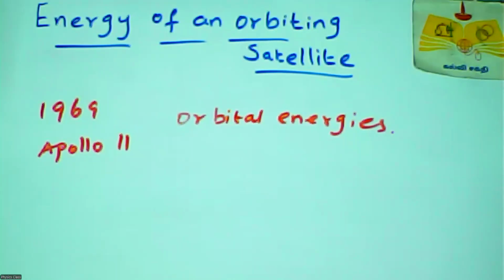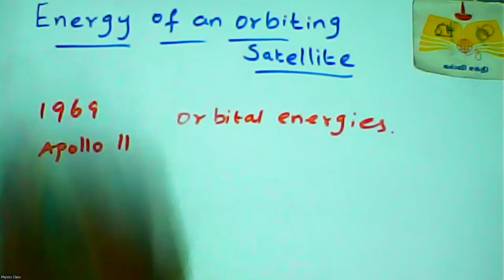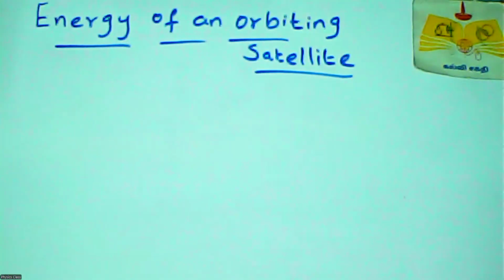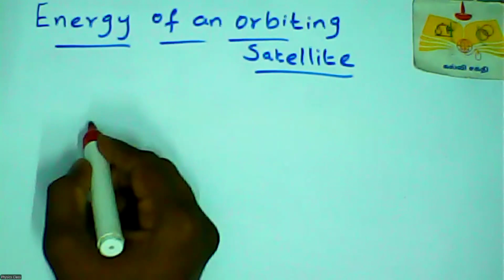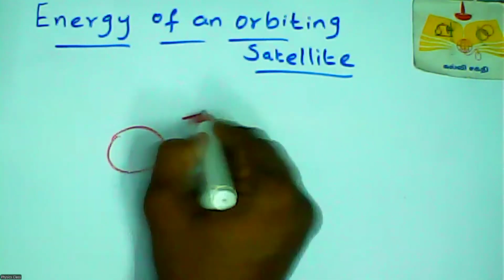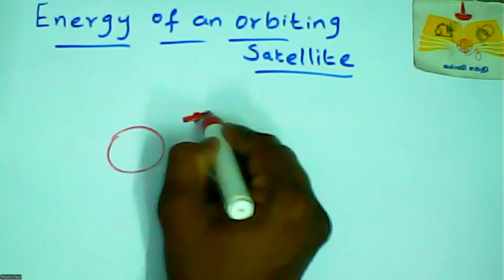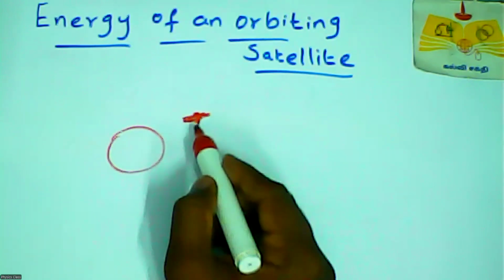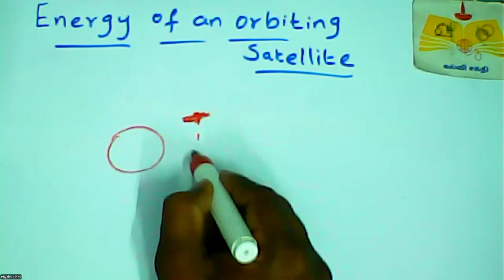Now, time's up for the quiz. Let's move straight into the core concept for today. Yes, satellite. So this is the Earth. Here, one satellite is there, a satellite in a circular orbit, like that.